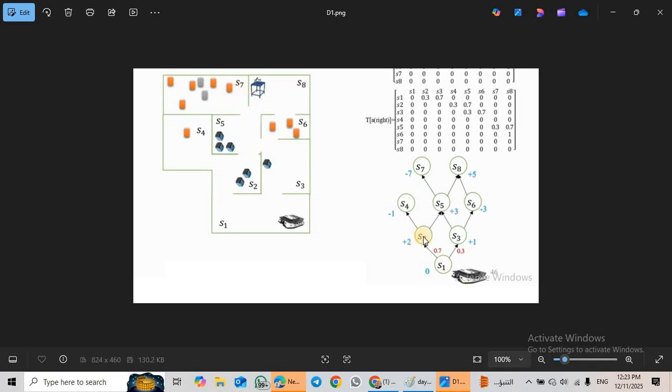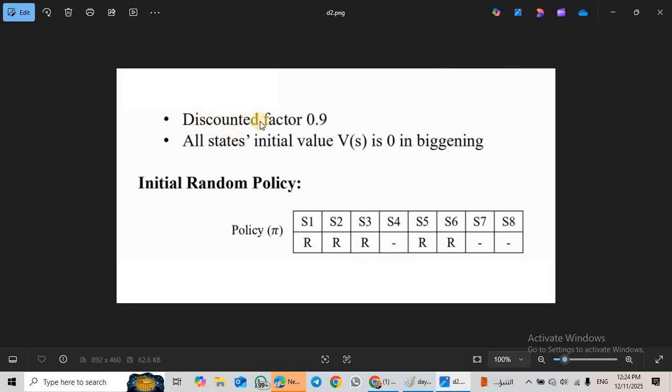But when transitioning from S2 to S4, the probability equals 1. Also here the probability equals 1. Only this probability, this is probability 1, and so on. This is the assumption: discount factor gamma 0.9, all initial values V(s) equal 0. This is the initial policy, a random policy: S1 right, S2 right, S3 right, S4 none, right, none.